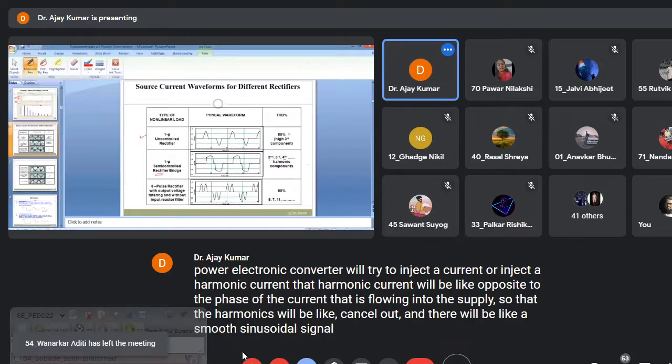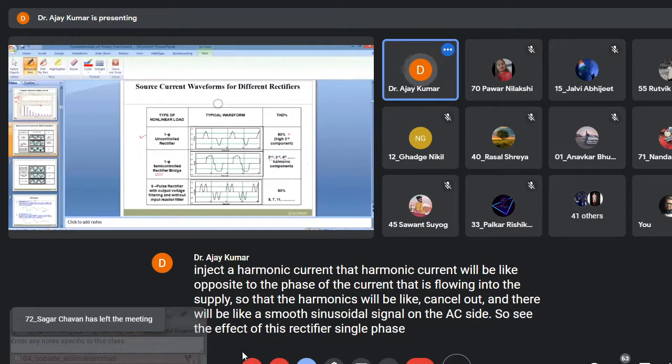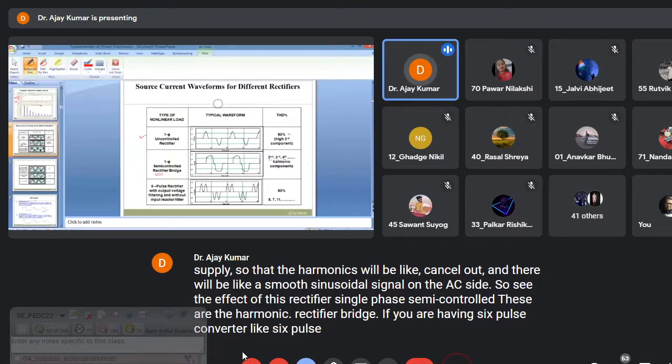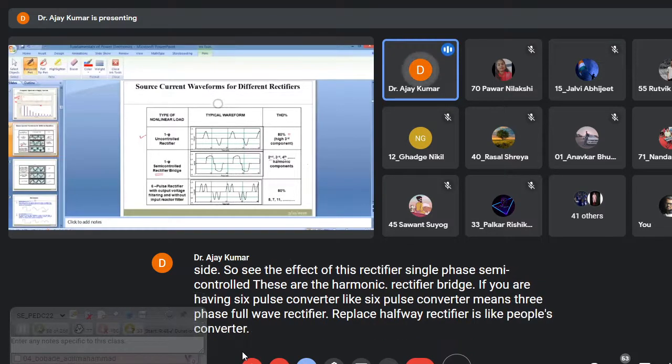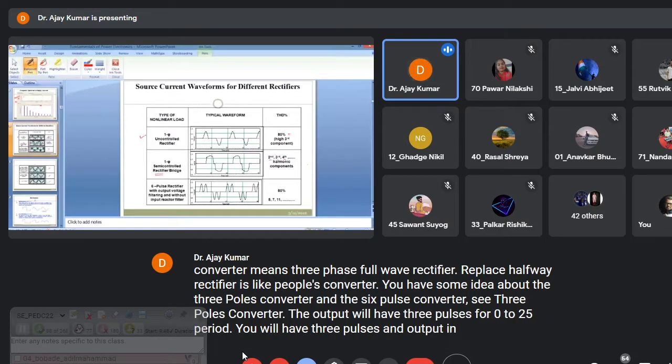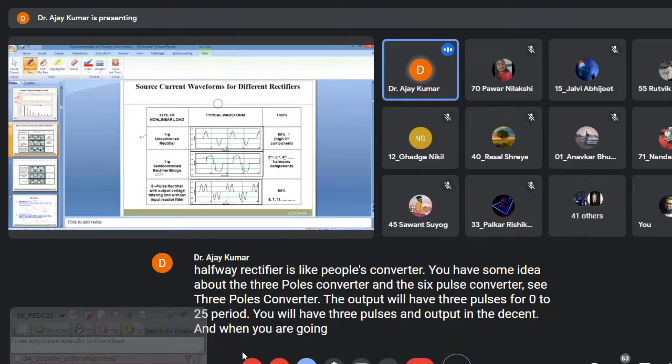So see the effect of this rectifier, the single phase semi-controlled rectifier bridge. These are the harmonics. If you are having a 6 pulse converter, 6 pulse converter means 3-phase full wave rectifier. A 3-phase half wave rectifier is a 3 pulse converter. You have some idea about the 3 pulse converter and the 6 pulse converter. In a 3 pulse converter, the output will have 3 pulses for the 0 to 2 pi period in the DC. And when you are going for 6 pulse, you will have 6 pulses in the output for the 0 to 2 pi period.